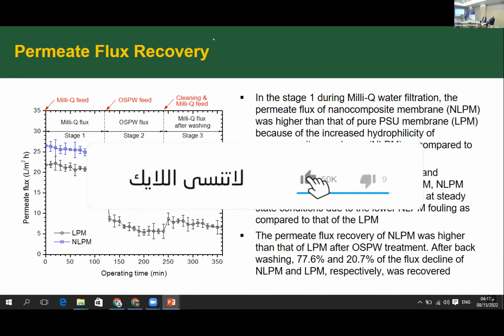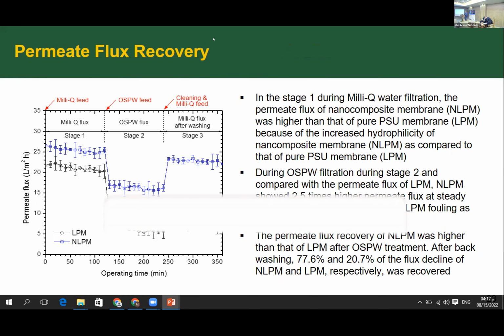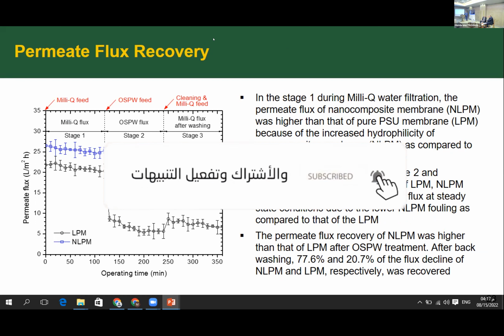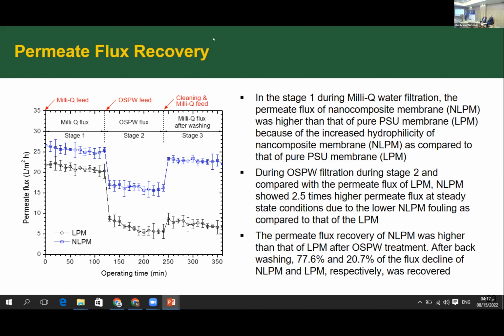And for the permeate flux recovery, we were able to recover the membrane flux very well, as you can see from that figure. This showed that the recovery of the membrane was higher than that of the LPM after OSPW treatment. After backwashing, 77.6% and 20.7% of the flux decline of the NPM and LPM respectively was recovered.